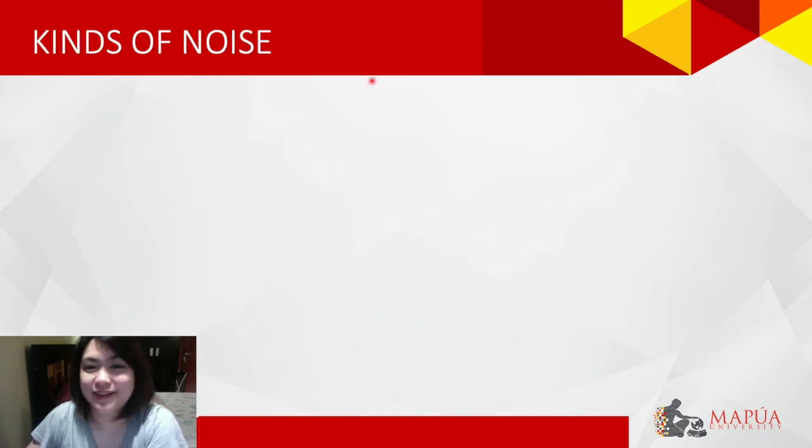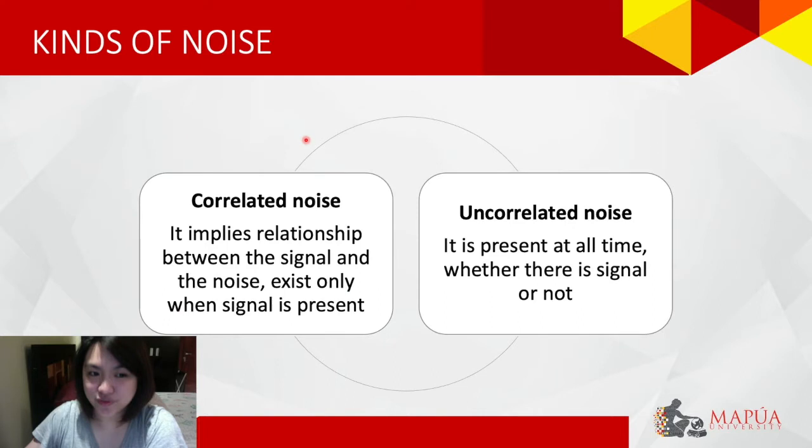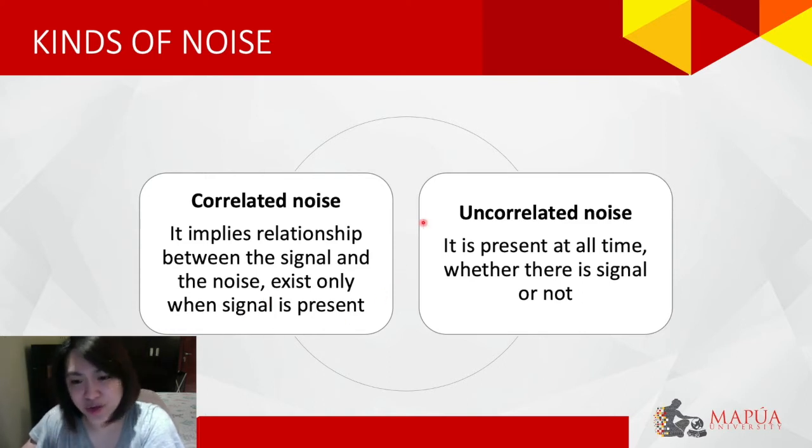So what are the kinds of noise? There are two kinds of noise. The first one is the correlated noise, which implies a relationship between the signal and the noise. It exists only when a signal is present. On the other hand, uncorrelated noise is present all the time, whether there is a signal or not. So in correlated noise, there should be a signal, and uncorrelated noise is present even if there is no signal.